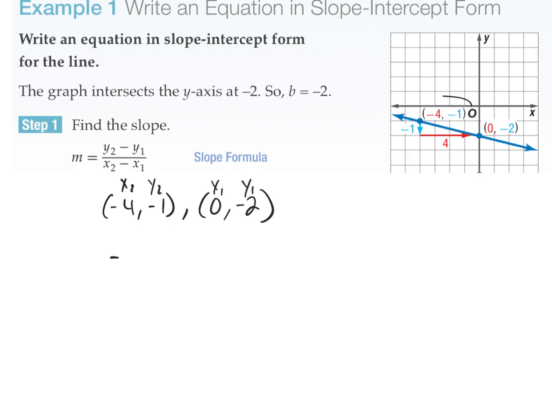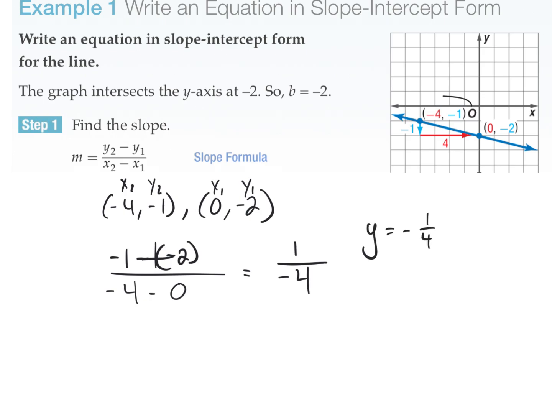So y2 is -1 minus y1, -2, over -4 minus 0. So that's going to give me a positive 1 over -4. That's going to be your slope. Now, how do I put it into slope-intercept form? It's going to be y equals -1 over 4 x. And let's figure out what the y-intercept is.